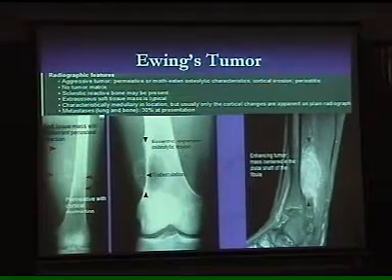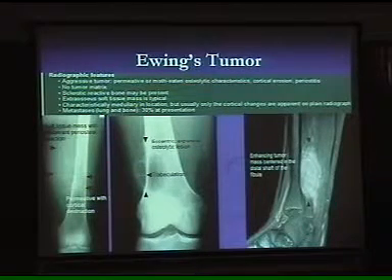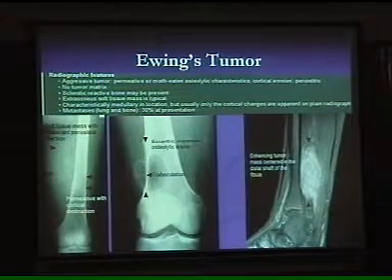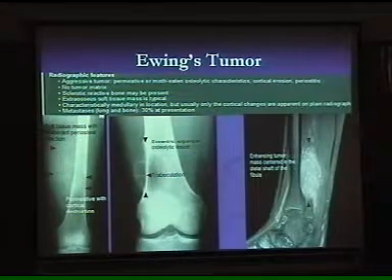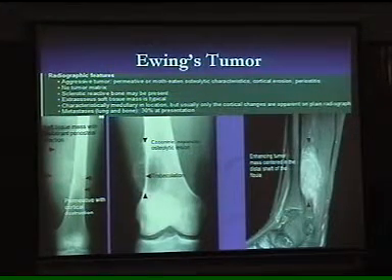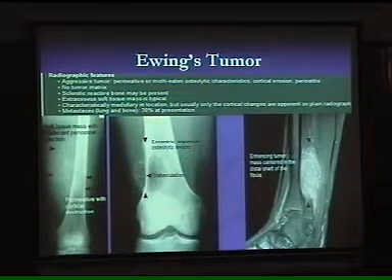Ewing's tumor is very important in the younger age group, especially because the presentation is the same. Normally it starts from 5 years onwards, and you will encounter it in a young boy with a painful leg, high-grade temperature, and raised ESR.